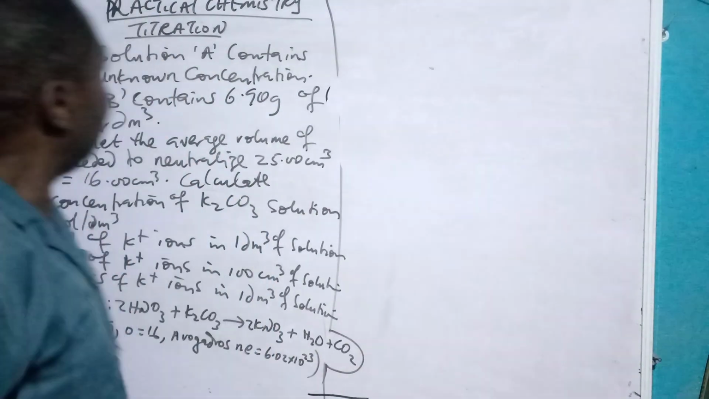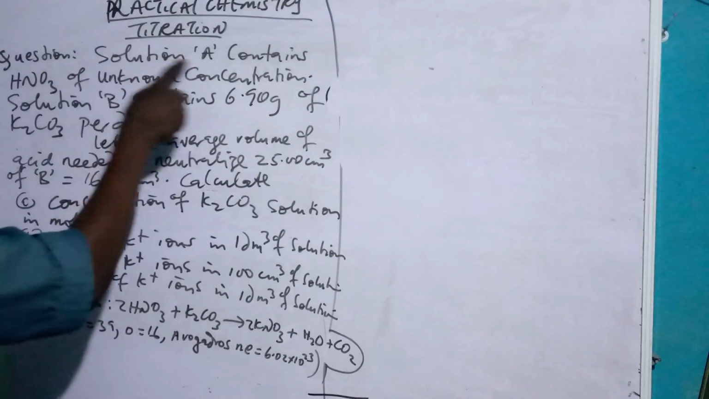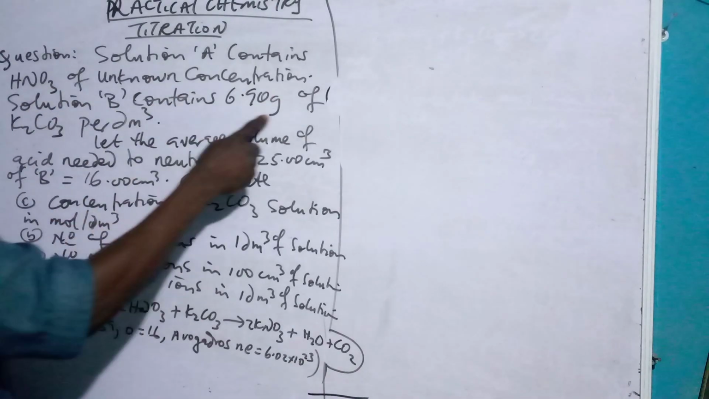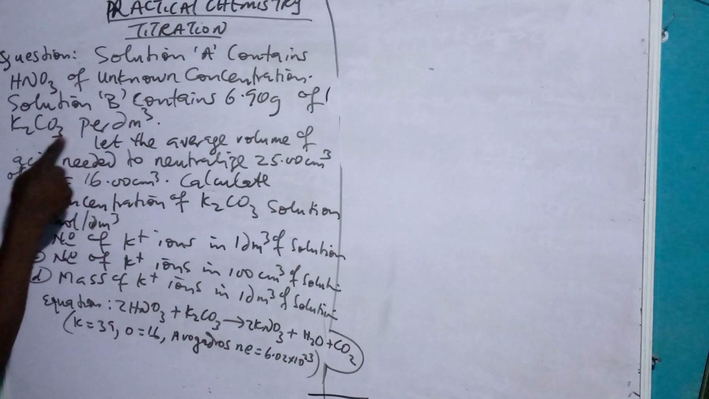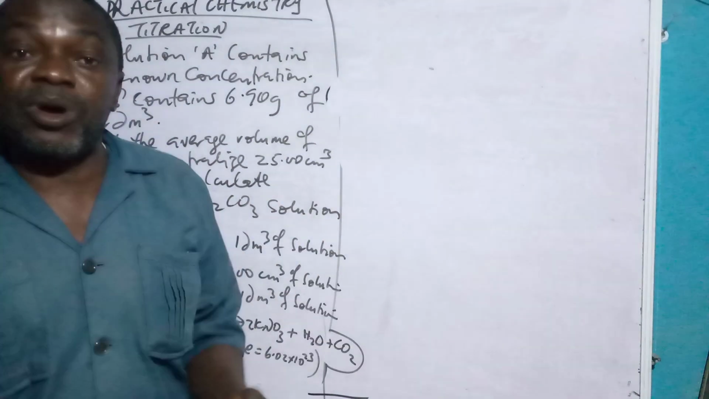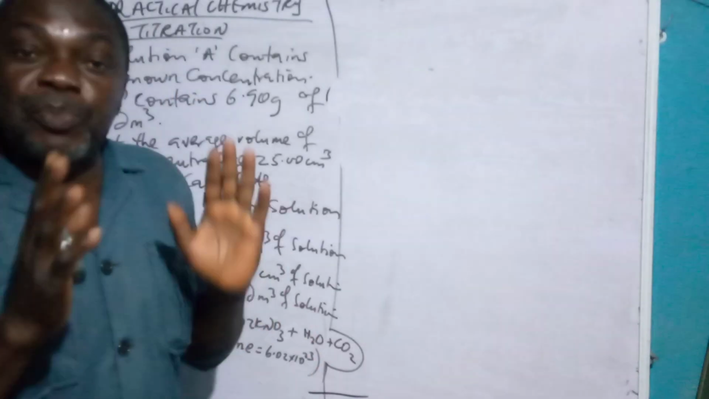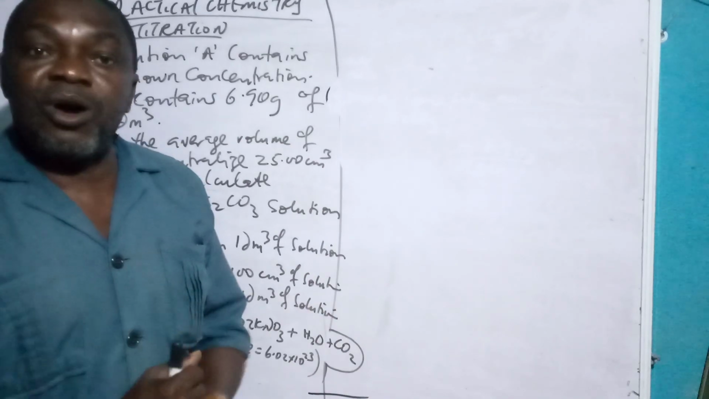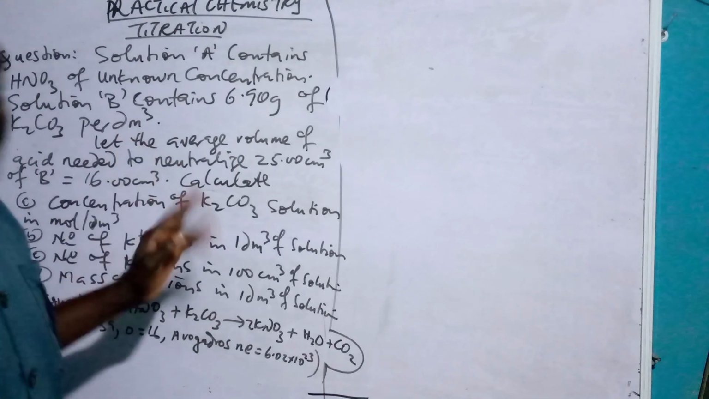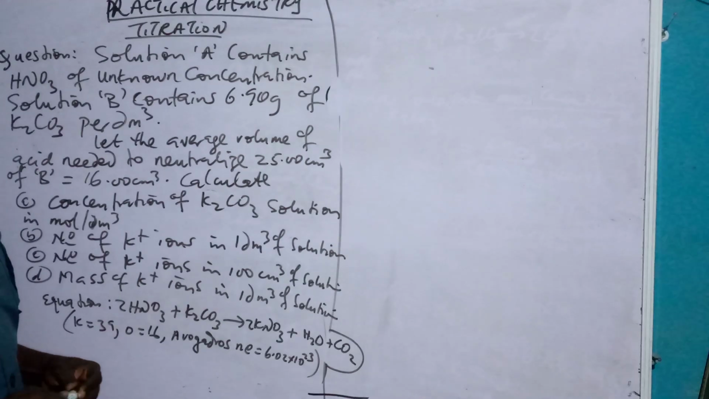So, let's get started. Now, the first calculation given before us today is: solution A contains trioxonitrate(V) acid of unknown concentration. Solution B contains 6.90 grams of potassium trioxocarbonate(IV) per dm cube. So the titration has already been done, and that's the practical work like we did in our first video. If you turn back to the first video, you see the process of carrying out a perfect calculation that is accepted by all the examination bodies and the precautions you must take. So it has been done, and the result they have is 16.00 cm cube. That's the volume of the acid used.